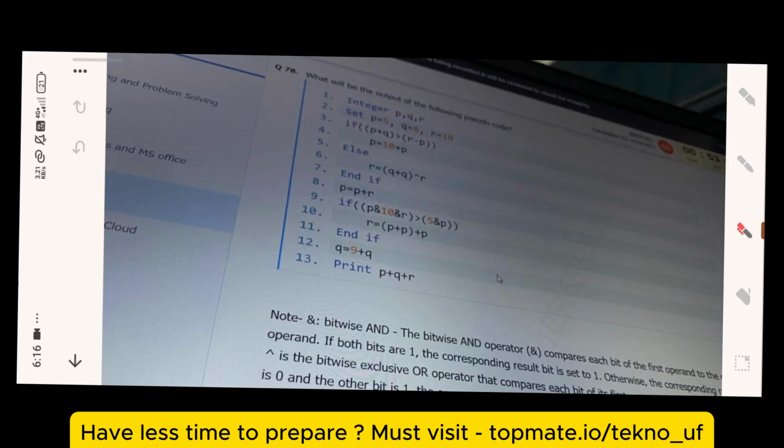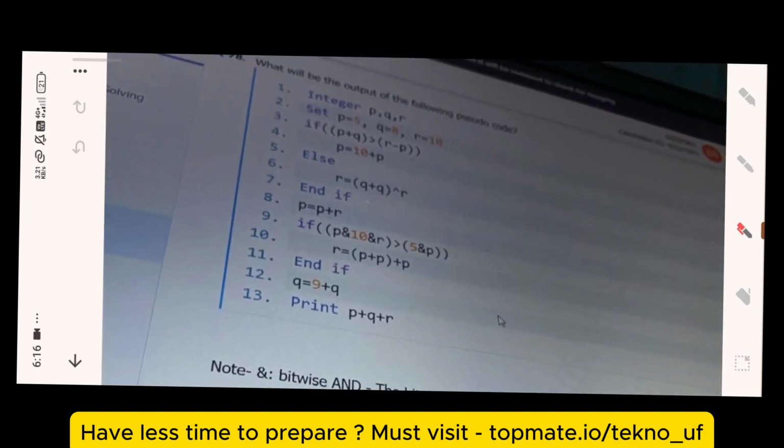So we are at first checking the if block. So p plus q means 5 plus 8, that is 13. And it is greater than r minus p. So value of r is 10 and p is 5. So 10 minus 5 means 5. So this is true, 13 greater than 5. So value of p is equal to 10 plus p. So the new value of p is 10 plus 5, so this becomes 15.